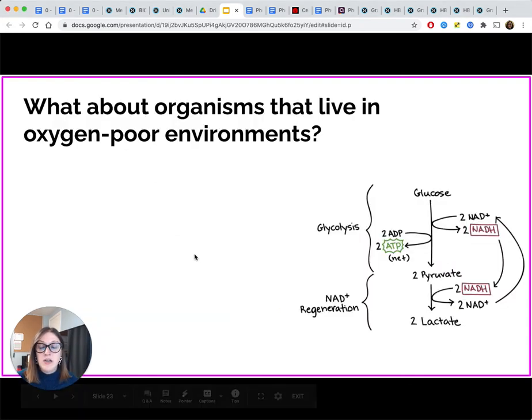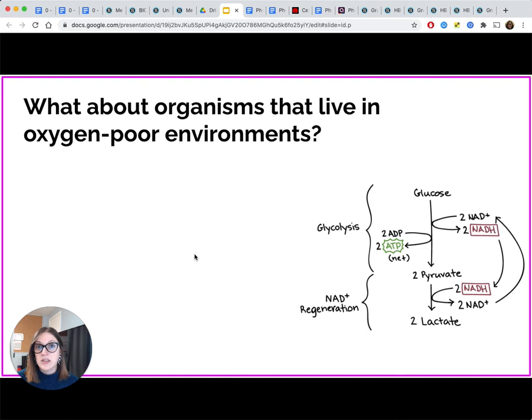You might know a little bit about types of organisms that don't live in oxygen-rich environments. So if this process is aerobic and requires oxygen, what about the organisms that don't live in places where there's oxygen? There are 2 types of fermentation that might occur. Lactic acid fermentation basically produces 2 ATP and 2 lactate. So it's basically a very shortened version of cellular respiration, very simplified. Only glycolysis primarily occurs, and then NAD+ regeneration.